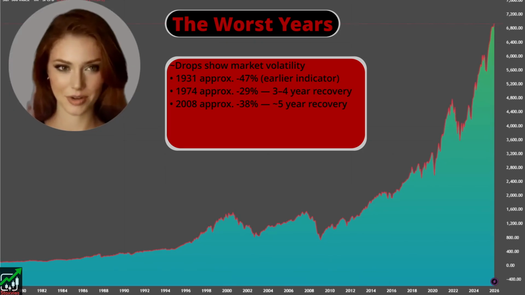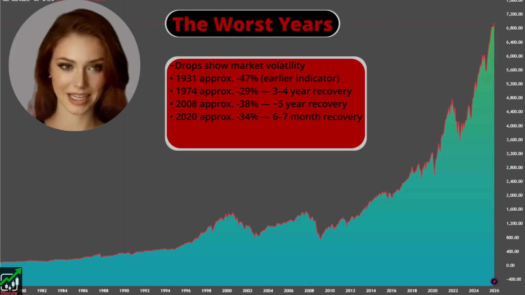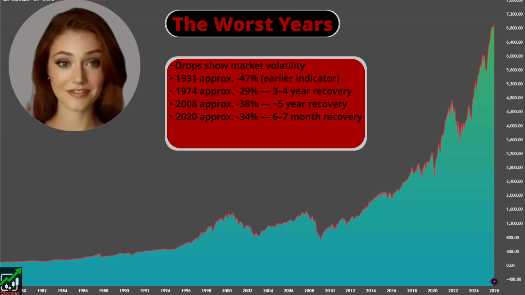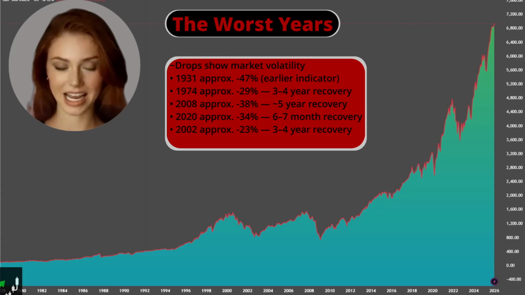2020 was also a difficult year due to the COVID-19 pandemic, with a drop of about 34% in the first few months. The recovery was very rapid, as the index returned to its previous highs within about 6 to 7 months. Finally, after the dot-com bubble in 2002, the S&P 500 fell by about 23%, and it took about 3 to 4 years to return to pre-crisis levels.